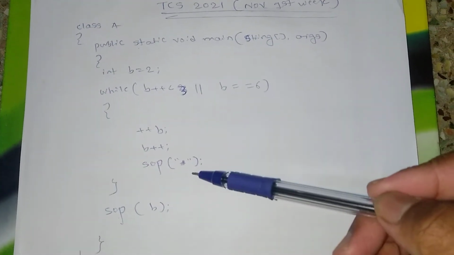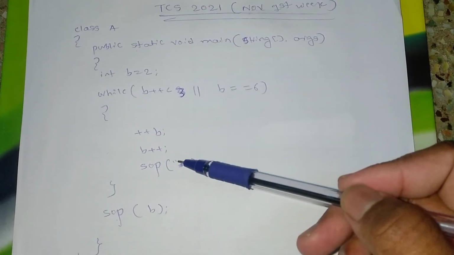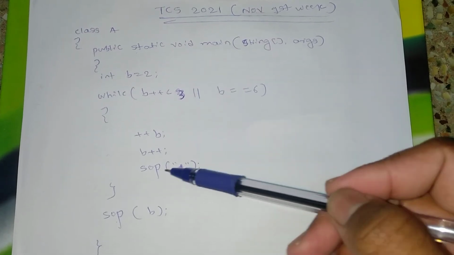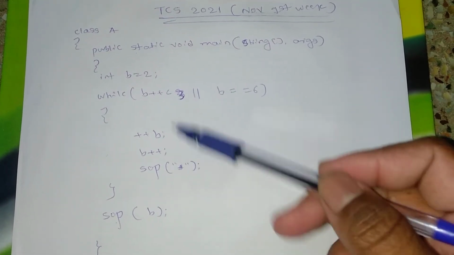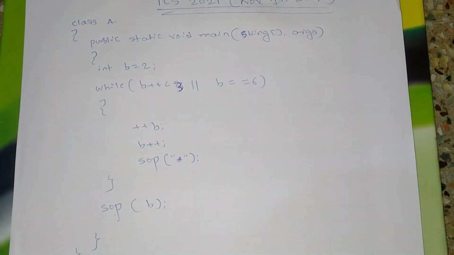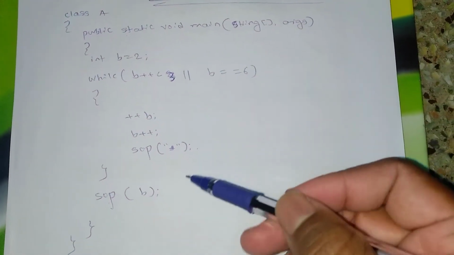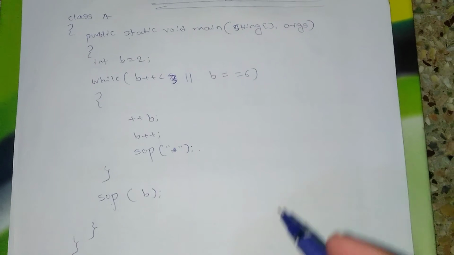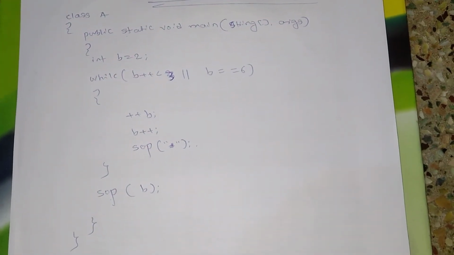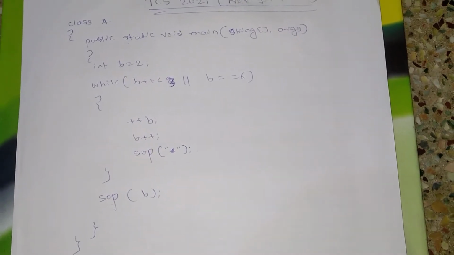Inside it, ++b is one statement and b++ is another statement. After that you need to print System.out.println star. I have written it as SOP. When this condition goes false, you have to print the value of b at the end. So this is the question, guys: how many times will the star be printed and what is the value of b at the end. The answer is that star will be printed two times and b is equal to 9 when this code executes completely.